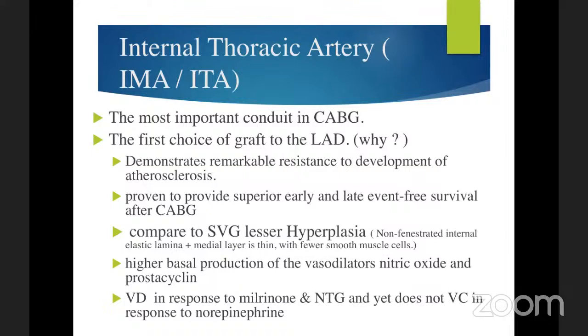Compared to the saphenous vein graft, it has less hyperplasia, as it has a non-fenestrated internal elastic lamina with a thin medial layer with fewer smooth muscle cells. It has higher basal production of vasodilator nitric oxide and prostacyclin. It vasodilates in response to milrinone and nitroglycerin, and yet does not vasoconstrict in response to norepinephrine.